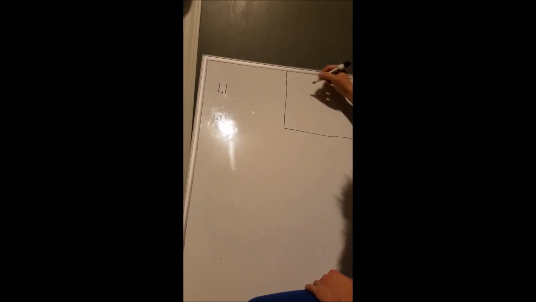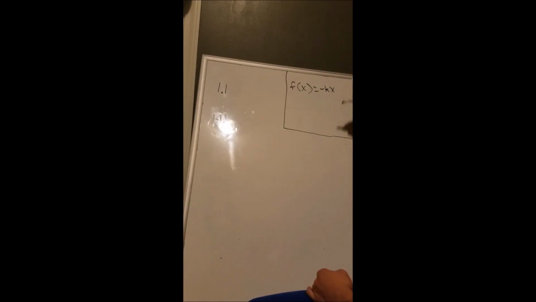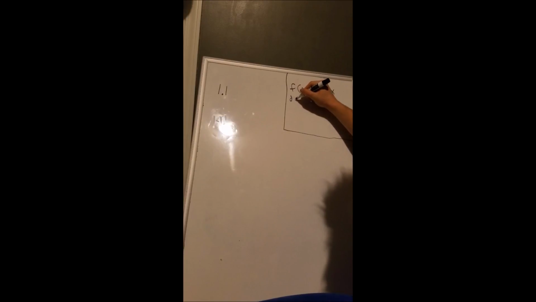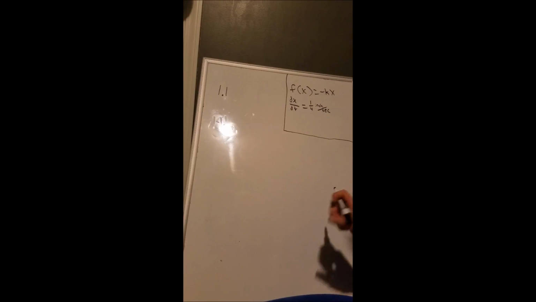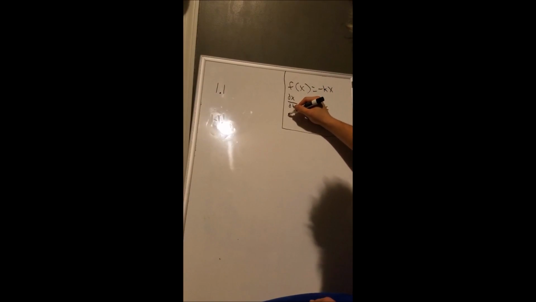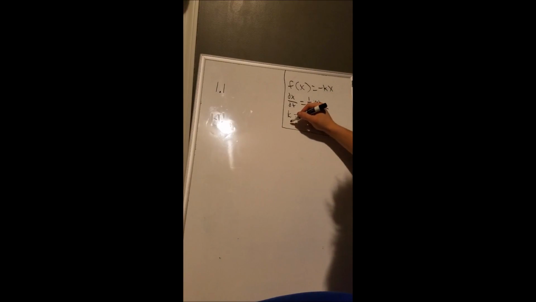So for our original problem, we have f of x is equal to negative kx. And then we know for part A that the constant rate of change, which would be dx dt, is equal to 1/4 inch per second. We also know that k is a constant at 12, so we'll write that. And for part A, we know that x is equal to 2.